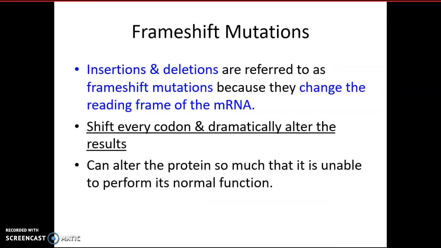So we've kind of already talked about it, but insertion and deletion mutations are referred to as frameshift mutations, and that's because they change the entire reading frame of the mRNA, because all of the nucleotides after it are going to shift down one.